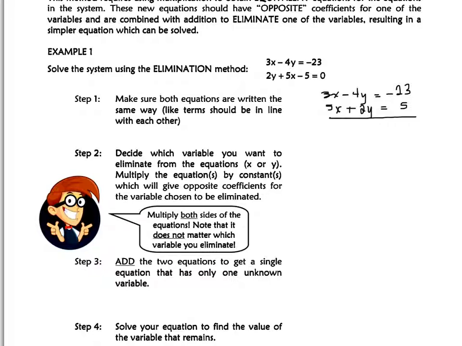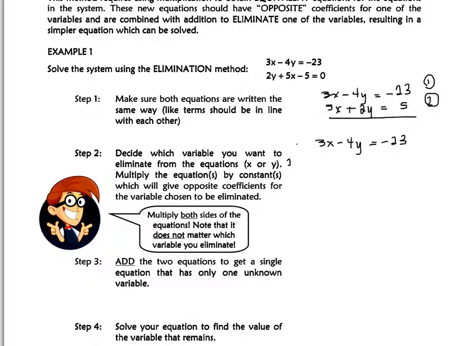If I look at the two equations I have from the last step, I think it's easiest to get rid of the y, because all I need to do is multiply the bottom equation, equation 2, by 2, and then I'd have a positive 4 in front of the y, which is the opposite of what's in front of the y in equation 1. So that's what I'm going to do. I'm going to keep the first equation the same, 3x minus 4y equals negative 23. I'm not going to make any change to that one.